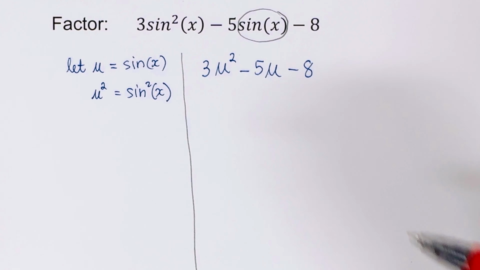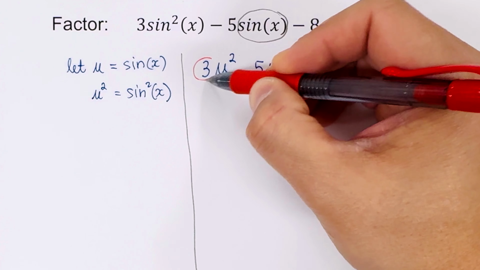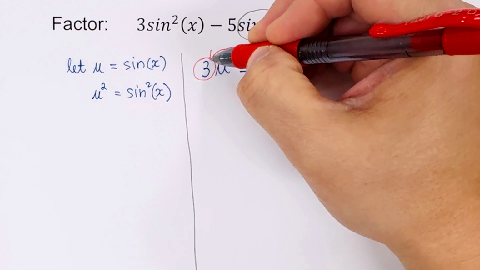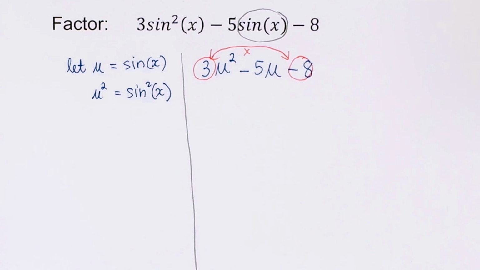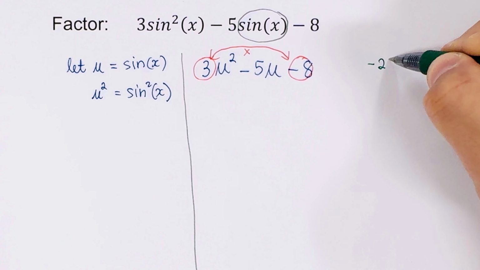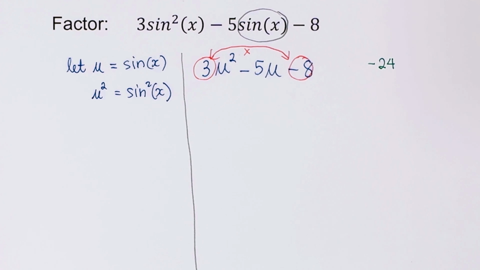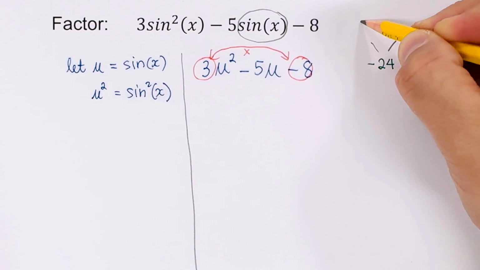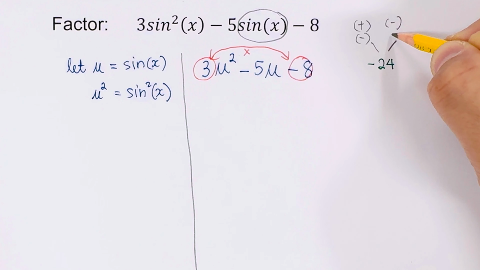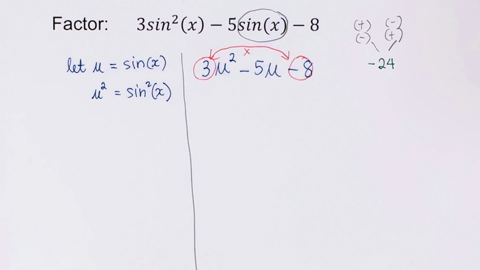To do this, we are going to multiply the first and the last term here. So multiplying these would be negative 24. So I'm going to write negative 24 up here. There are two possibilities that we get a negative value when two numbers are multiplied together. It's either we multiply positive and negative, or negative and positive. So let's figure out the factors of 24.